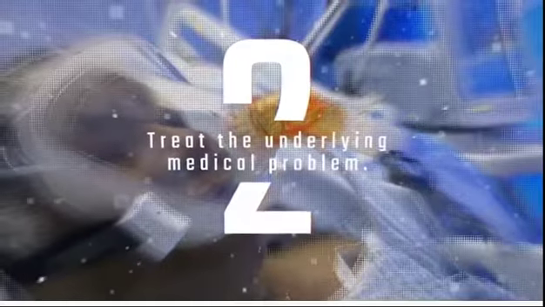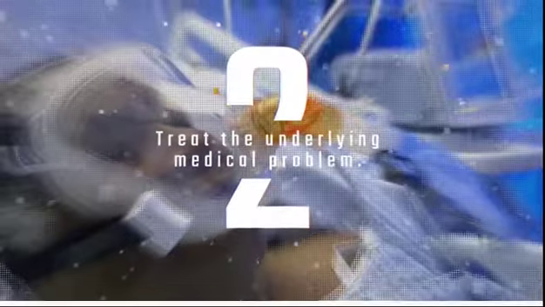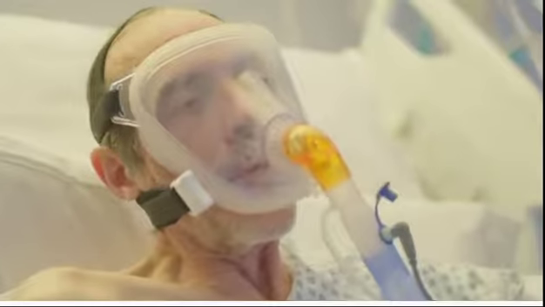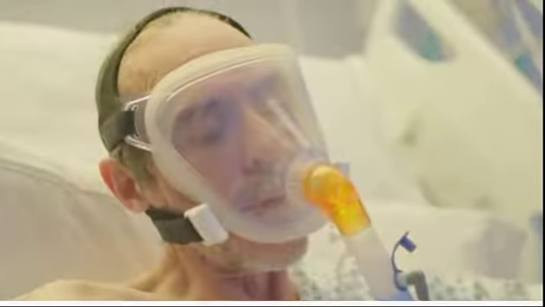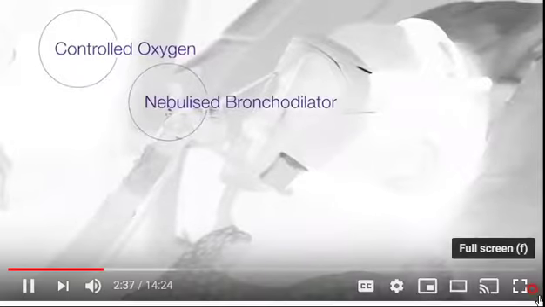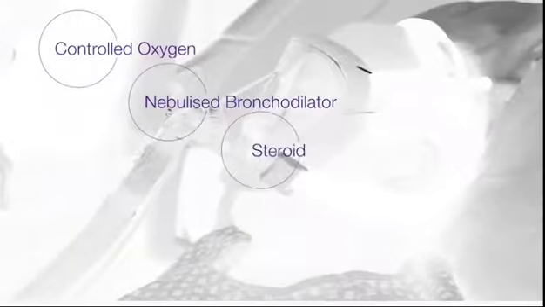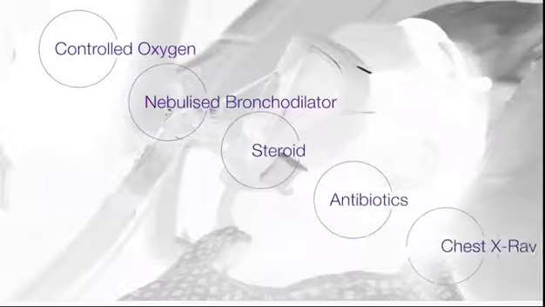The second essential thing: NIV is supportive and not a treatment in its own right. Therefore, it's important to ensure that the underlying medical problem has been treated. For example, patients admitted with an acute acidotic exacerbation of COPD should receive 5 key things before being commenced on NIV. These include controlled oxygen, usually via Venturi mask, a nebulized bronchodilator, a steroid, antibiotics, and a chest X-ray.